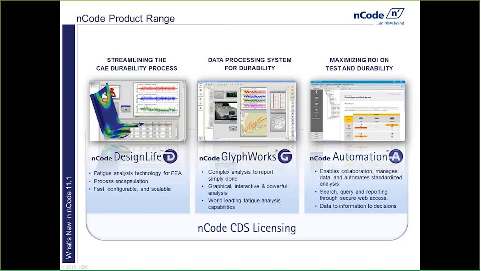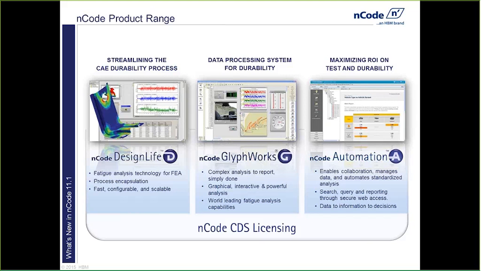Just a quick summary of the products we're looking at. The 3 main products that nCode supply are nCode DesignLife, which you see on the left. This is for CAE-based analysis, so where you've got results from an FE analysis and you're looking to do some post-processing on that in terms of fatigue calculation, encapsulating that process in a flow and then being able to use that. Very scalable analysis process and very configurable.